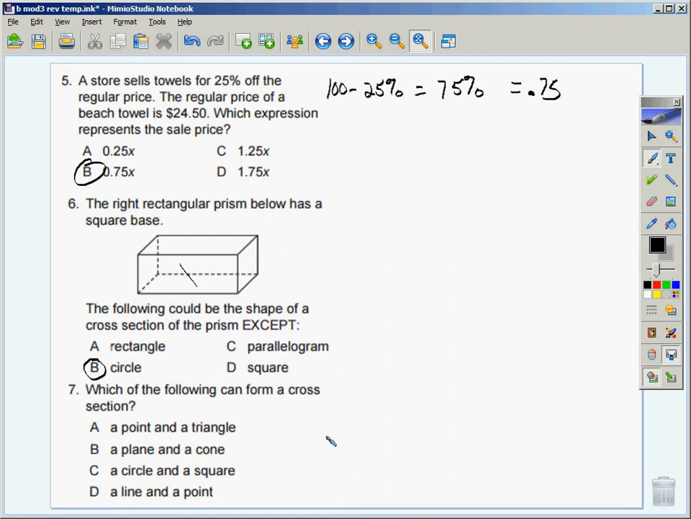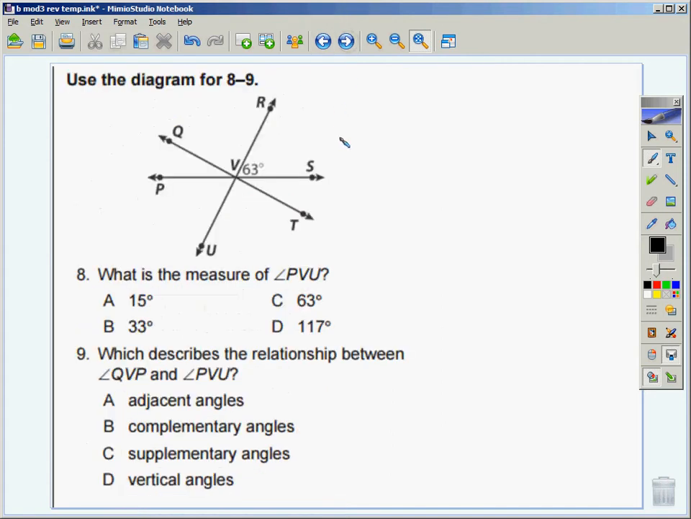Which of the following can form a cross-section? A point and a triangle, a plane and a cone, a circle and a square, a line and a point. The only way to get a cross-section is to take a plane and cut it through a three-dimensional shape, so the correct answer is B.